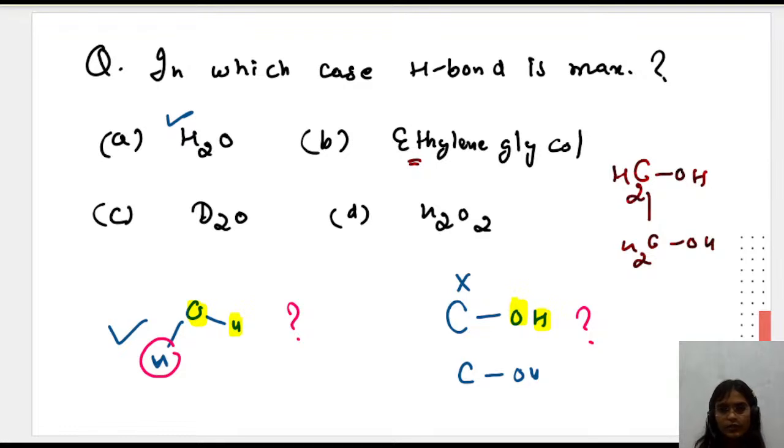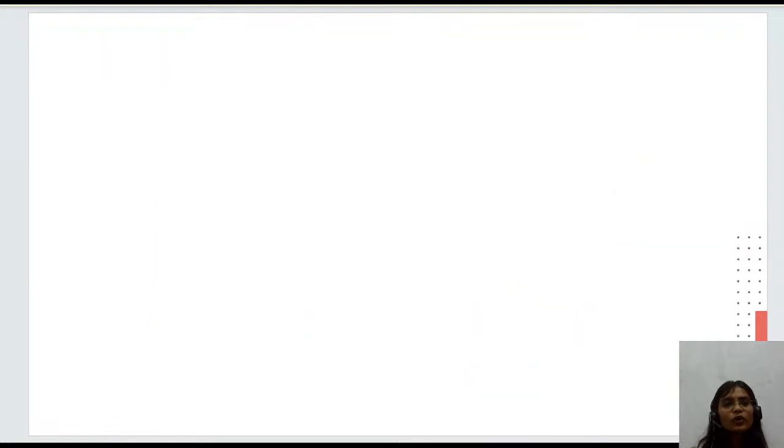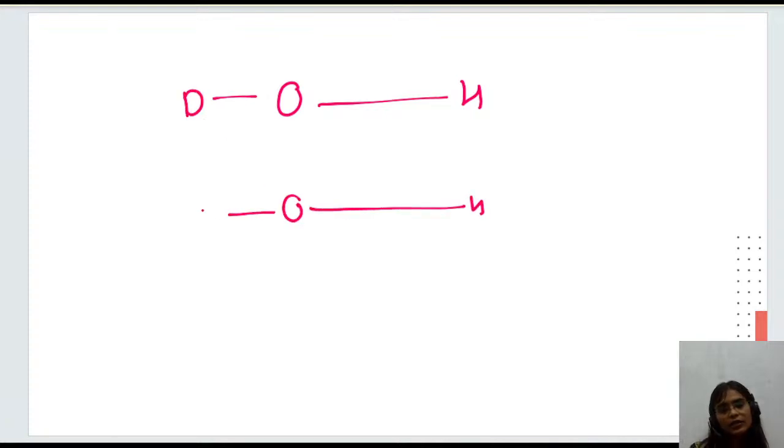Okay, so ethylene glycol is not the case, let me remove this. Now between water, D2O, and H2O2. First of all, let's compare water and D2O. Between water and D2O, what will be the answer? Hydrogen and deuterium, just use H and D. My first question to you, between hydrogen and deuterium, which one is smaller in size? Again, it's a kind of 11th class concept.